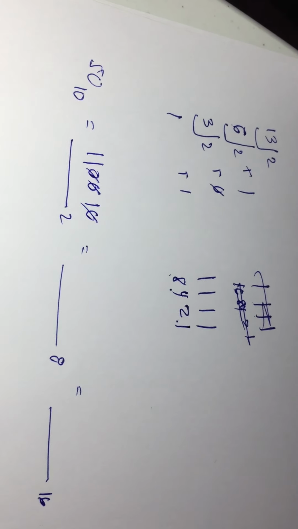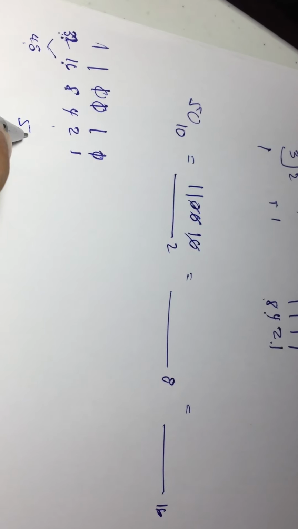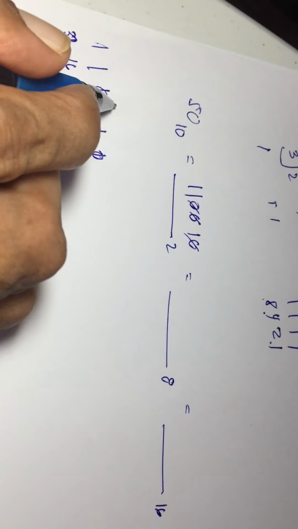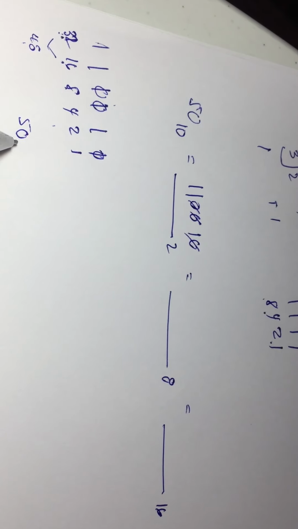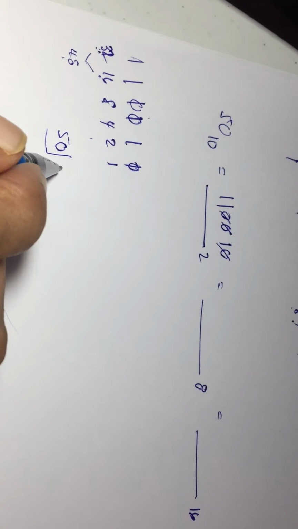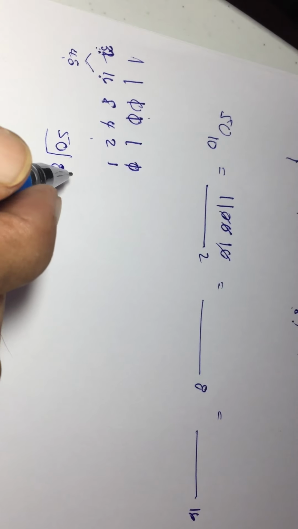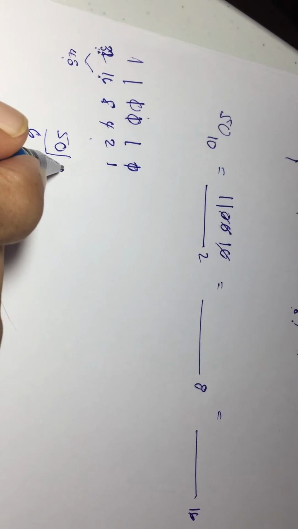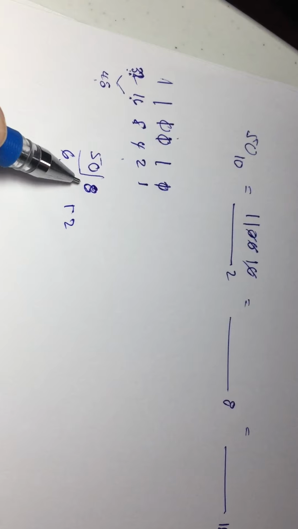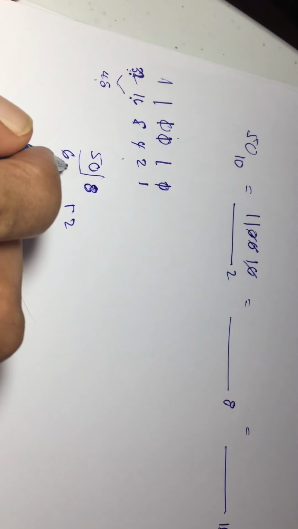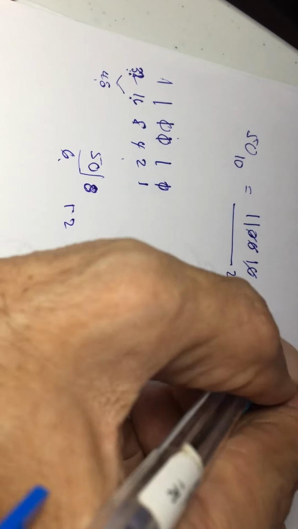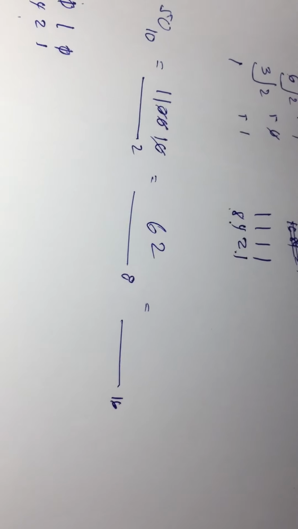Now, in base 8, so 50. Now, usually, this is 50 of base 10 divided by 8. 8 times 6, 48, remainder 2. Tama? So, 6 times 8 is 48, 50 minus 48 is remainder 2. So, we have 62. Okay? So, 62 of base 8.